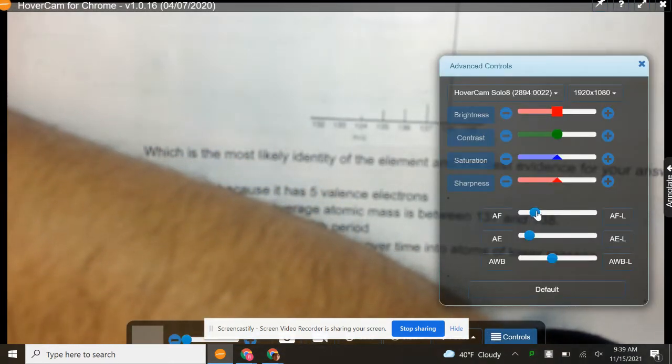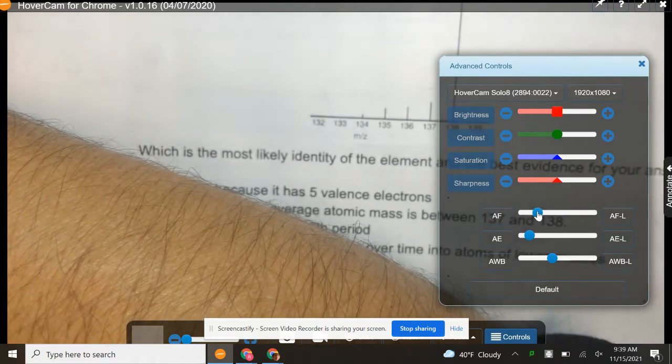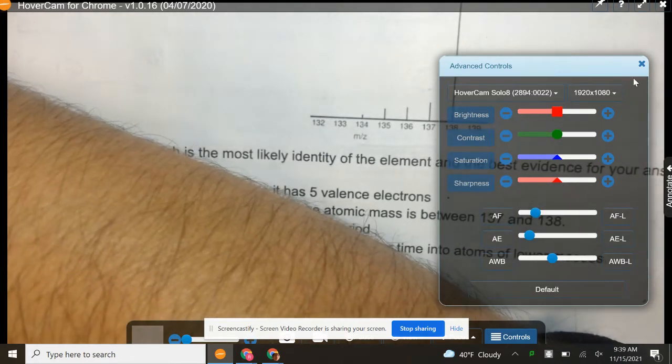Mass spec. It's gone blurry all of a sudden. Alright, that's better.